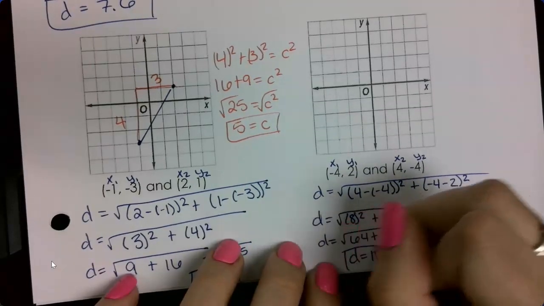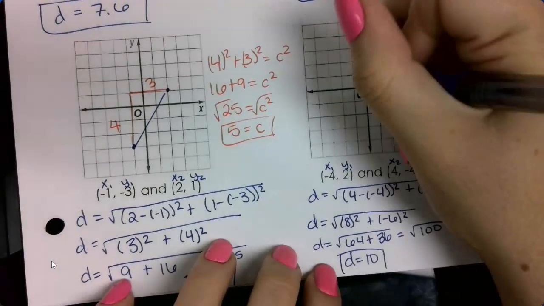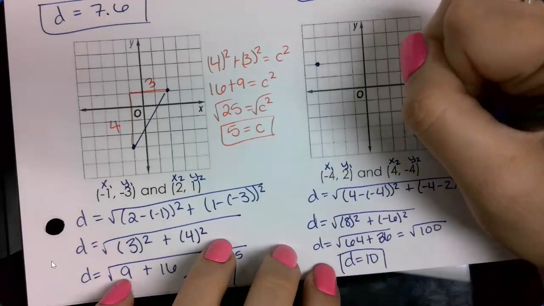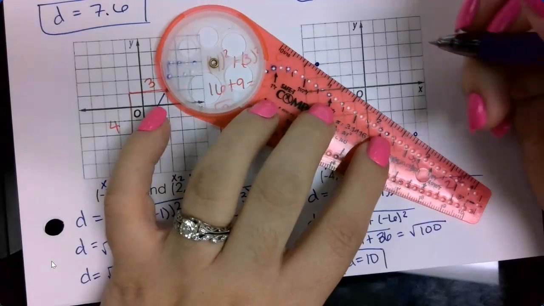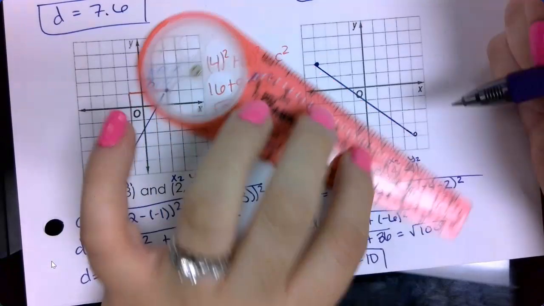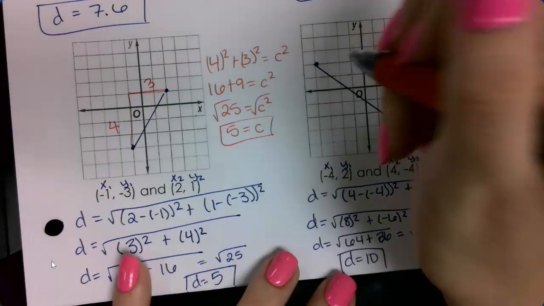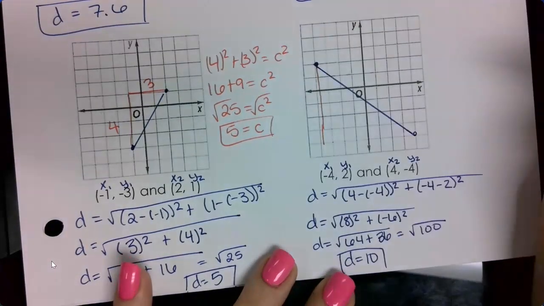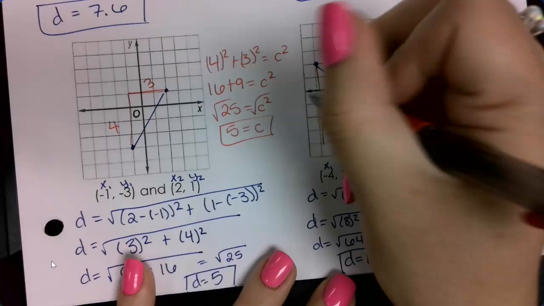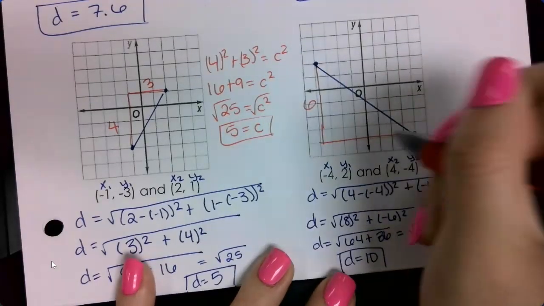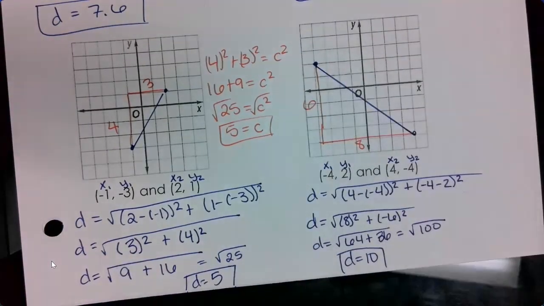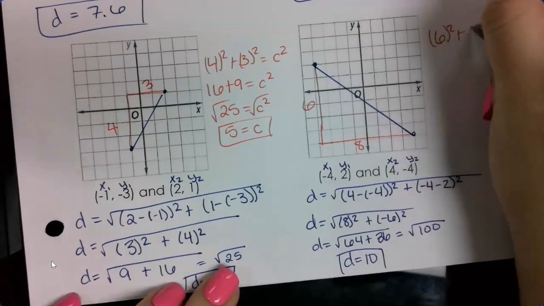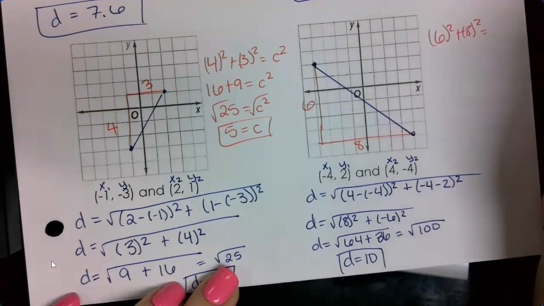Okay. So then my final part is just to graph this and check. So I'm going to go to -4, 2, and 4, -4. Okay, how many squares am I going down this time? And how many am I going right? So then I want to do 6 squared plus 8 squared equals c squared.